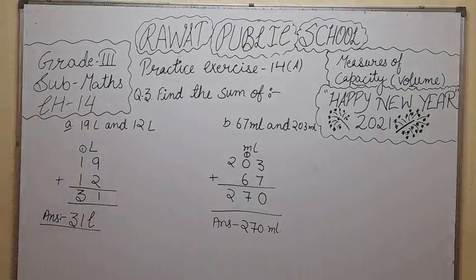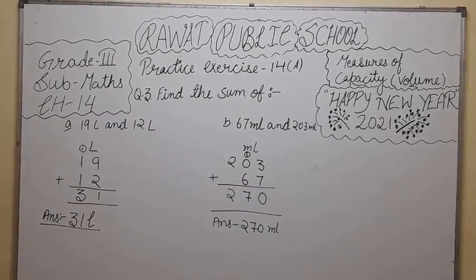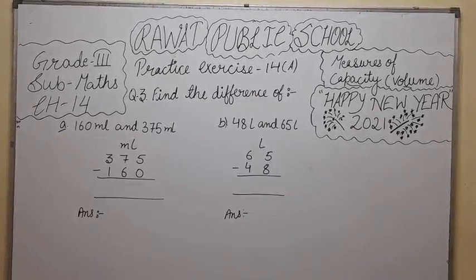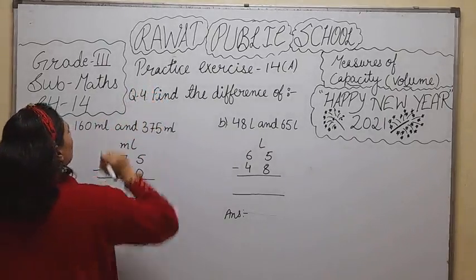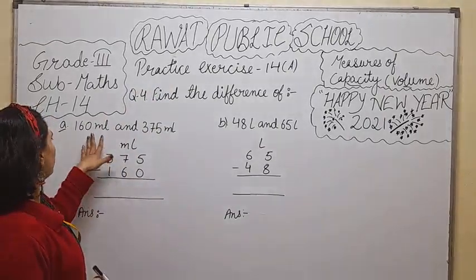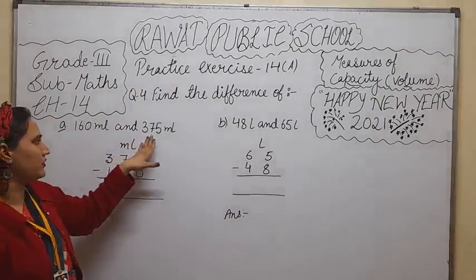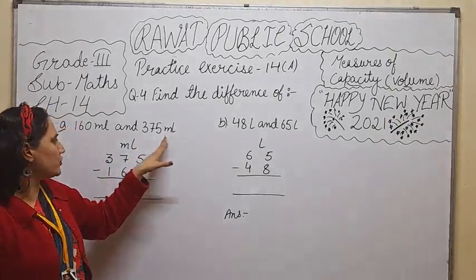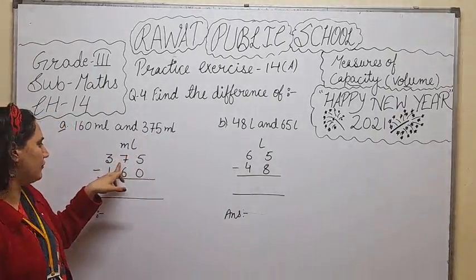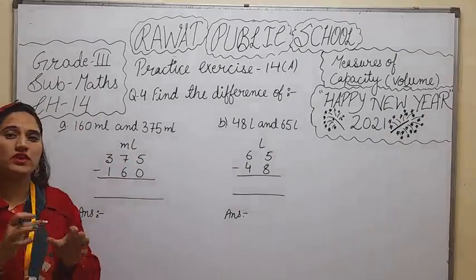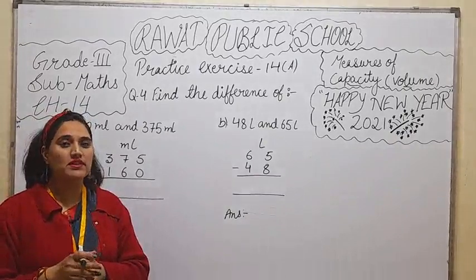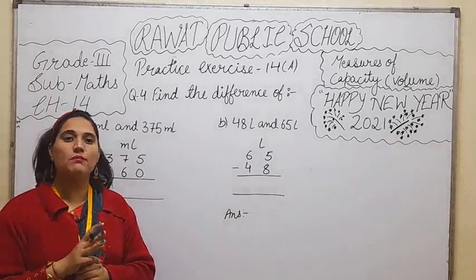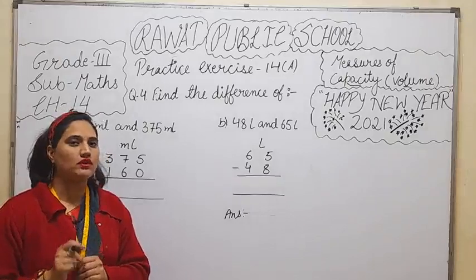Now we are going to find some differences. This is question number 4. Find the difference of 160 ml and 375 ml. First of all, we write the bigger number first and then the smaller number, because we need to find the difference. When we find the difference between two numbers, we have to place the bigger number on the top and the smaller number on the downside.